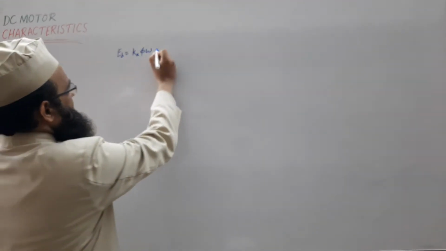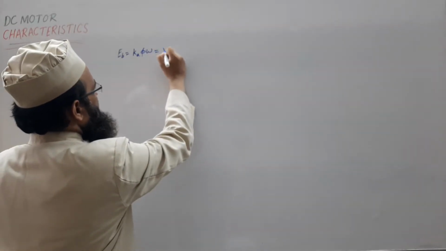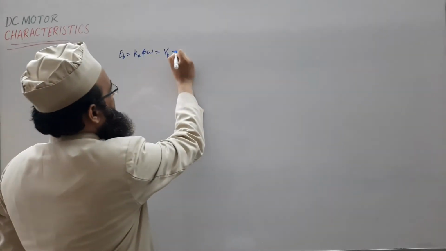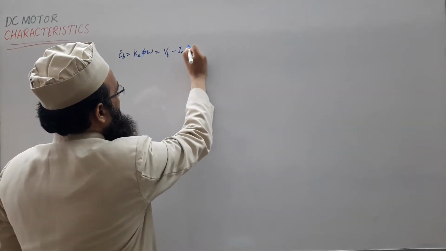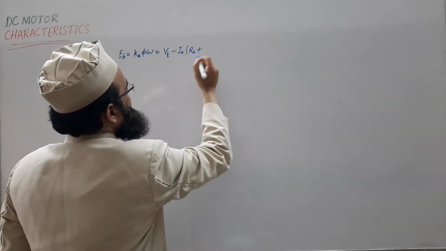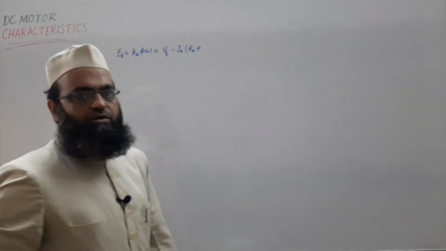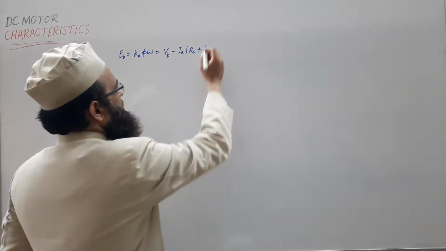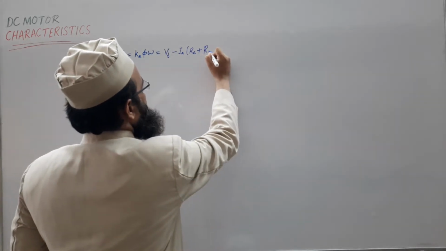The same back EMF Eb may also be written in terms of terminal voltage Vt minus armature current Ia times armature resistance plus... We know that in DC series motor we have field winding in series with armature, and the corresponding resistance is, let us say, Rse.